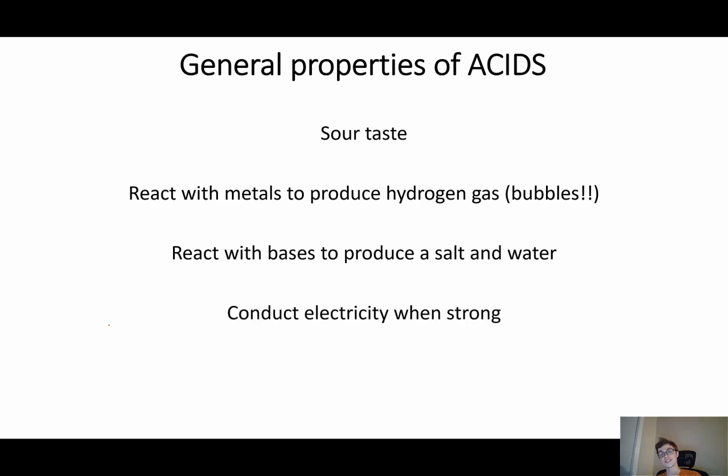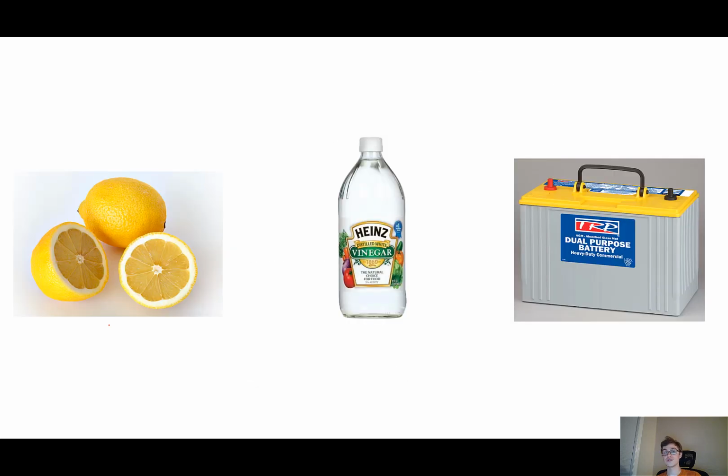They will conduct electricity when they're really strong, and they're dangerous when they're too strong. So you can drink lemonade, even though lemon is an acid. You can drink vinegar, even though vinegar is an acid. But you can't drink battery acid, because that'll burn through your stomach, because it's too strong. So these are 3 examples of acids.